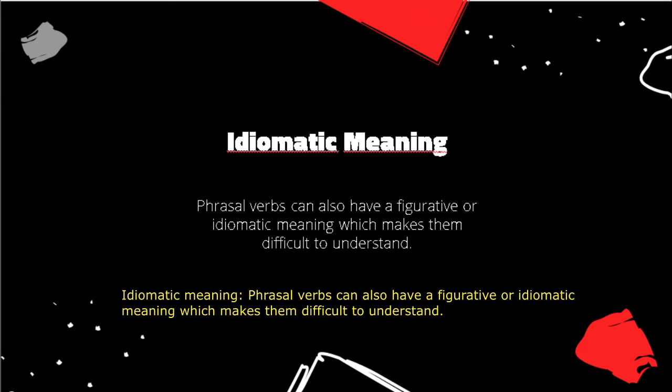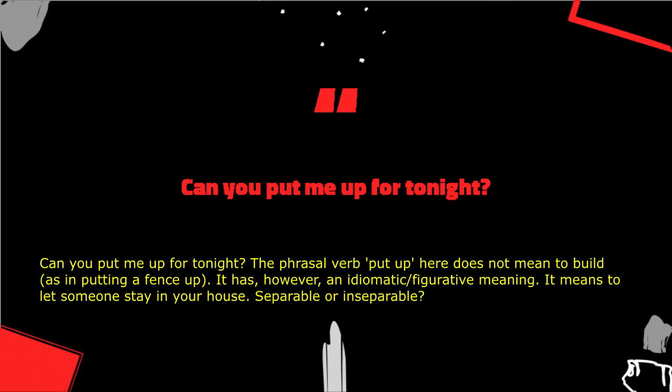Idiomatic meaning. Phrasal verbs can also have a figurative or idiomatic meaning, which makes them difficult to understand. Can you put me up for tonight? The phrasal verb put up here does not mean to build, as in putting a fence up. It has, however, an idiomatic or figurative meaning: to let someone stay in your house.